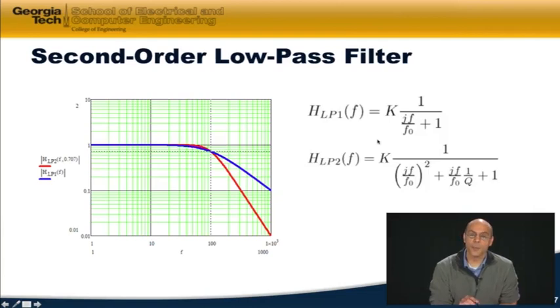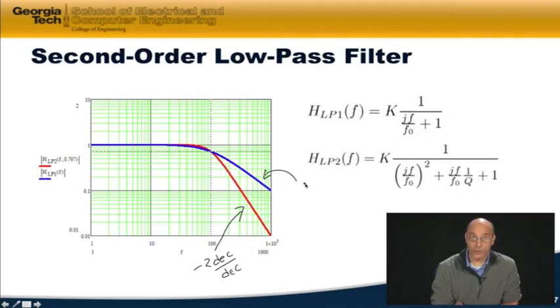And in this plot, I've plotted the Bode magnitude plot of both transfer functions so you can compare them. F naught is the same for both transfer functions, equal to 100 hertz, and k is the same for both transfer functions, equal to 1. The primary difference you can see here is in the slope of the transfer function in the stop band. The second-order filter has a slope in the stop band of minus 2 decades per decade, while the first-order filter in blue has a slope of minus 1 decade per decade.